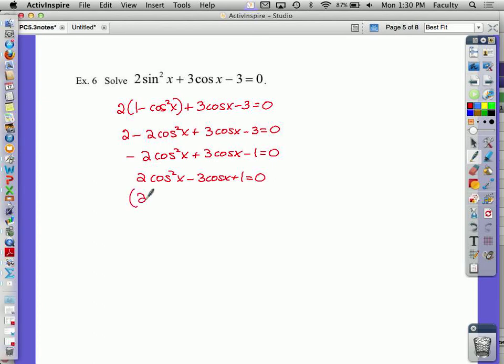Now we're going to factor. I get 2 cosine x, this is a 1, a 1. It ends with a plus, so they both have to be the same sign. So I get 2 cosine x minus 1 equals 0, or cosine x minus 1 equals 0. I'm going to give you a head start, and I want you to finish it. And this one did not say on the interval from 0 to 2 pi, so it's implied you're doing the general solution.